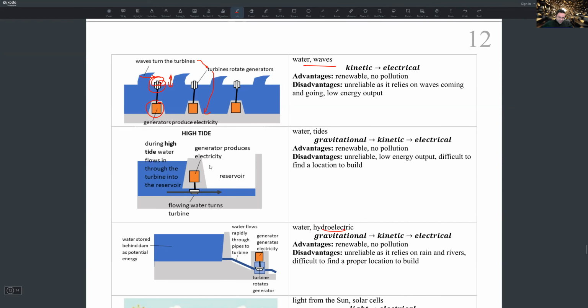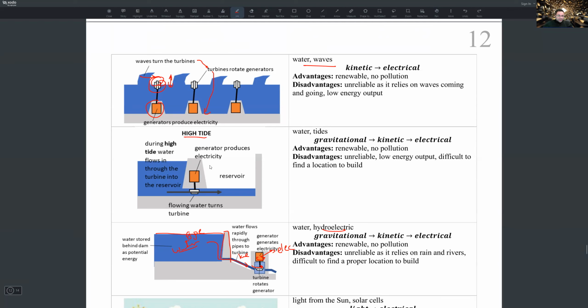Hydroelectric, I'm skipping tides, I'll come back to them after hydroelectric. Hydroelectric is like the High Dam in Egypt. We have a giant hydroelectric power station, which is just a dam that blocks a river. The river has water. This water flows down, so it changes gravitational potential energy to kinetic. It spins a turbine, the turbine spins a generator, and the generator produces electricity.